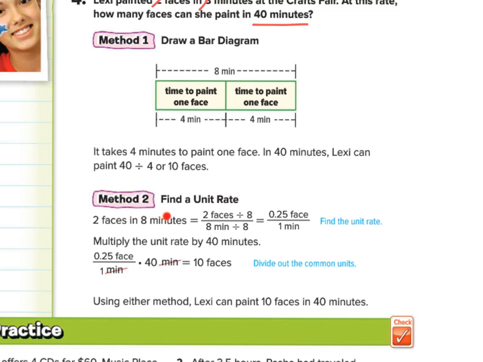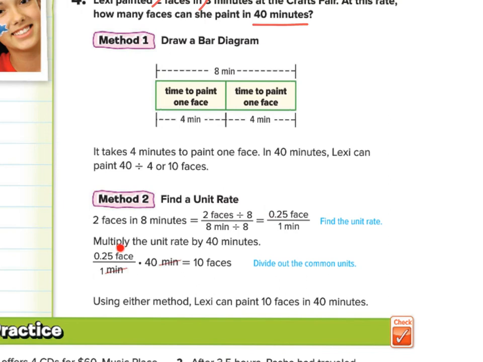Method 2, to find the unit rate, we take 2 faces in 8 minutes. So we do our division. We have 2 faces, and here's our ratio, 2 over 8. And when we simplify it, we get 0.25 in 1 minute. So we paint a quarter of a face in a minute. But you know that there are 4 quarters in a whole, right? So we would have to multiply this by 4 and this by 4. So it would be 1 out of 4.